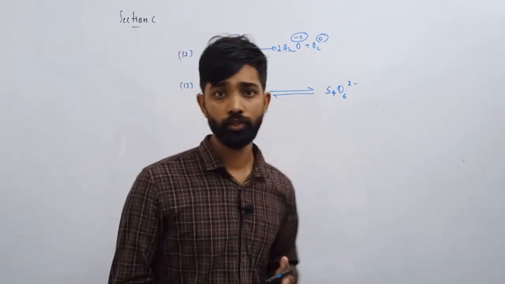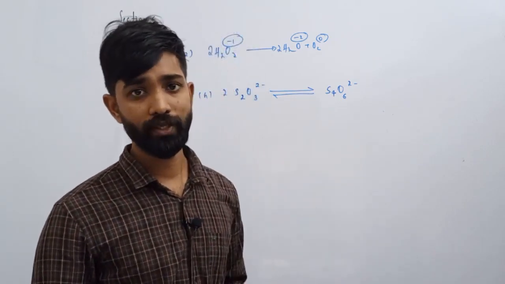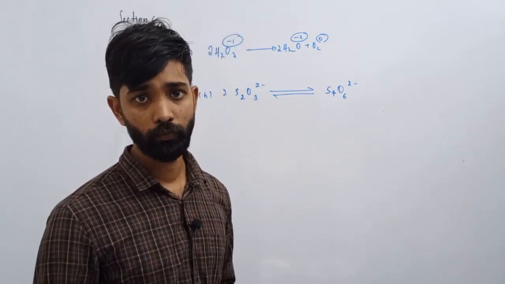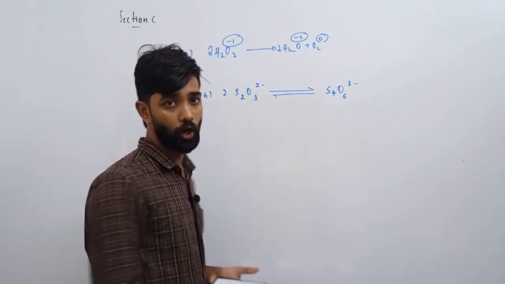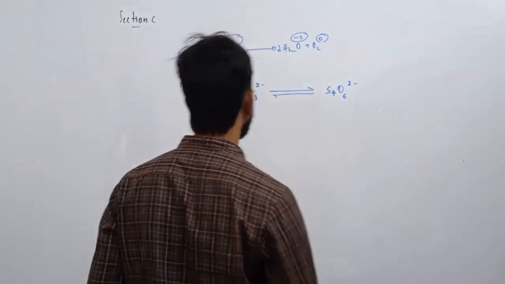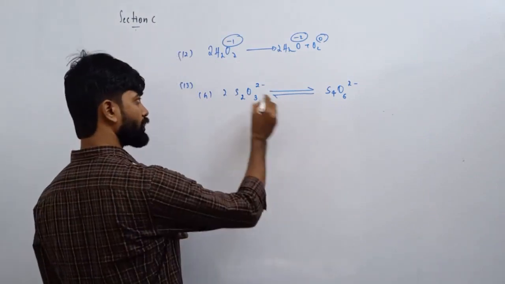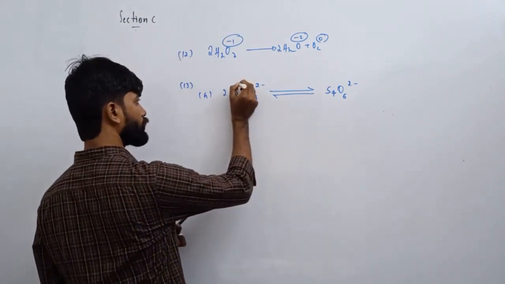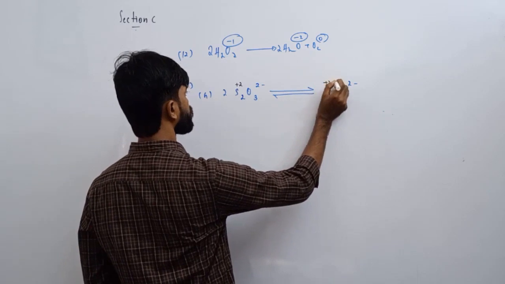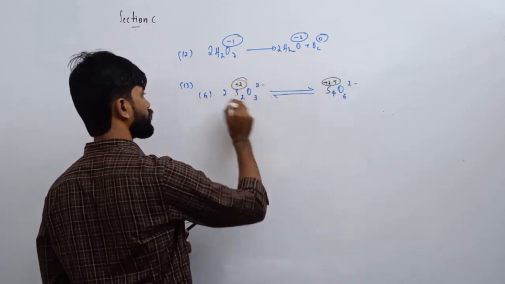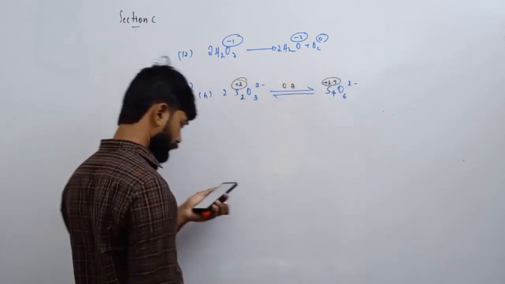So for a change where an oxidizing agent is required, that change should be oxidation. The process should be oxidation, then only it requires an oxidizing agent. Agreed? So is this process an oxidation or reduction, from +2 to +2.5? Yes, this process is an oxidation, so we require an oxidizing agent.